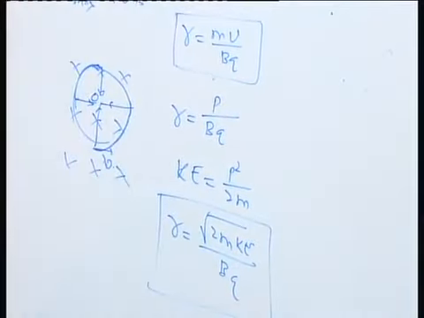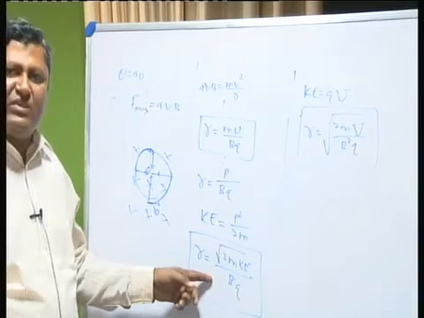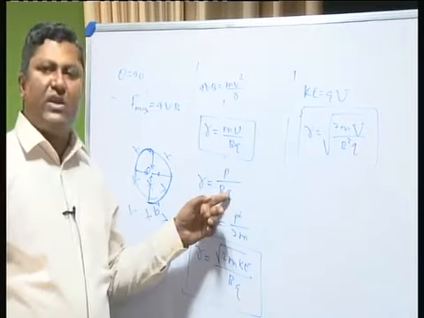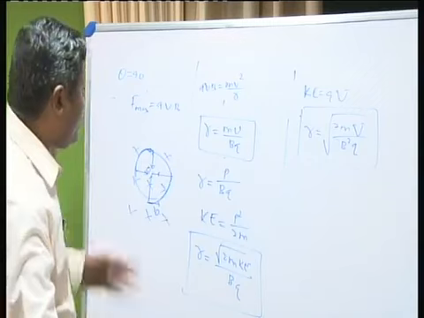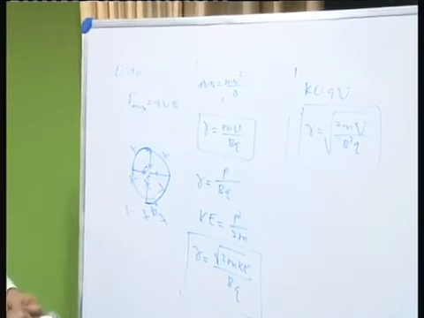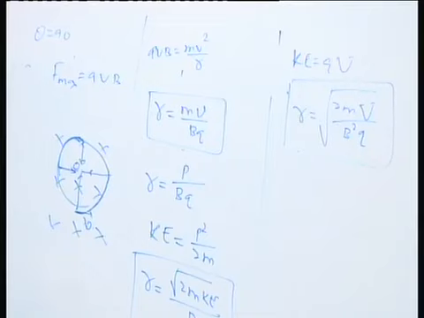Or if you want you can express it in terms of potential also. That is, we know that kinetic energy equals Q into V. Therefore I can write R equals root 2mV divided by B square Q. So in this expression this capital V is potential. Whenever in a competitive examination they ask a question based on this concept, if the potential or potential difference is given, you can use this expression. If kinetic energy is given, you can use this expression. If momentum is given, you can use this expression. So these are the expressions of radius in terms of momentum, kinetic energy and potential.